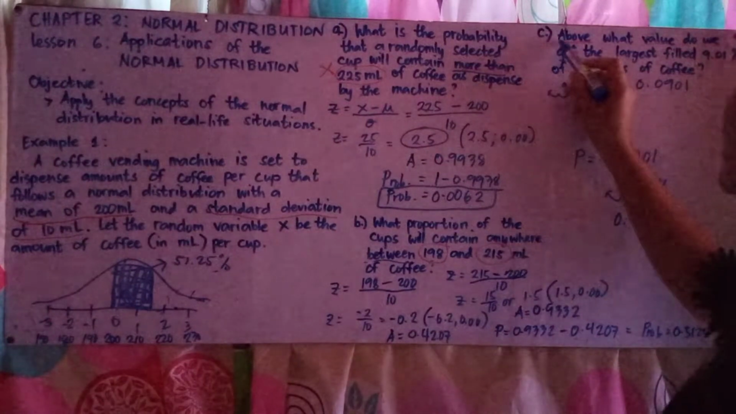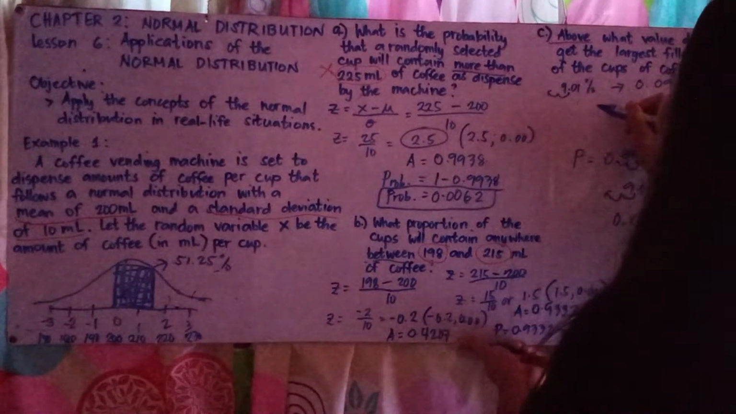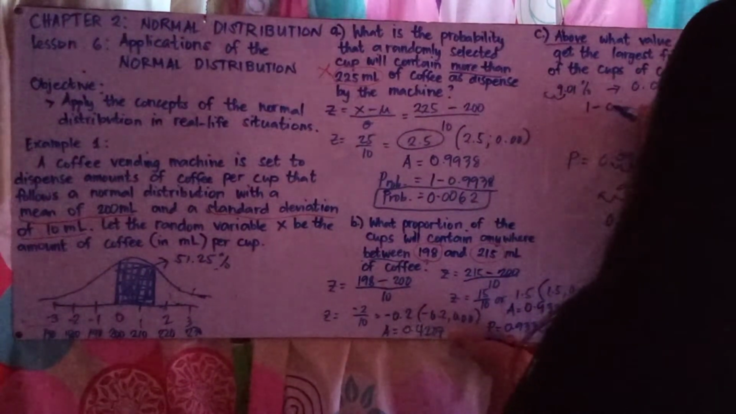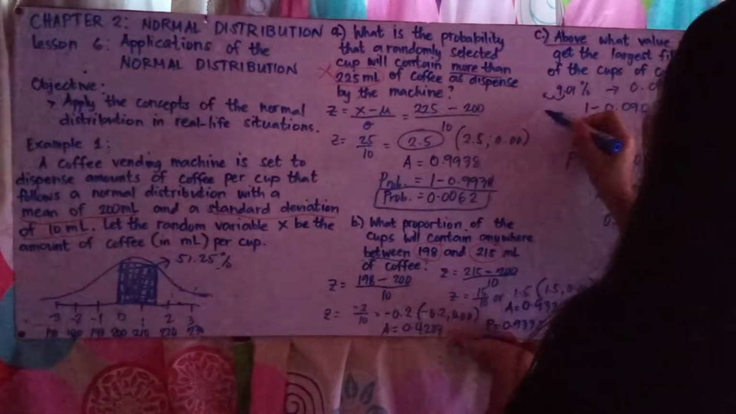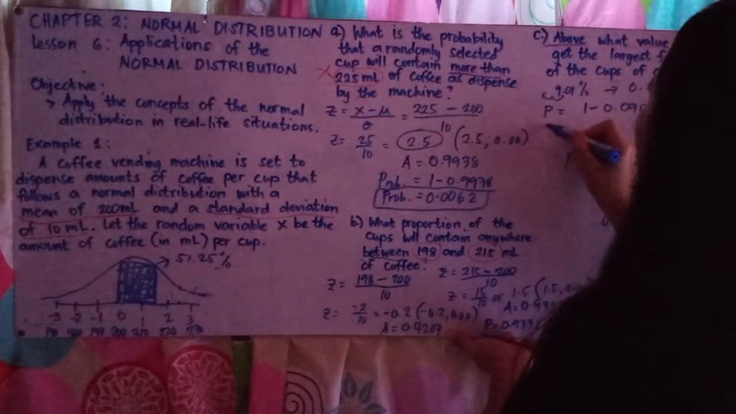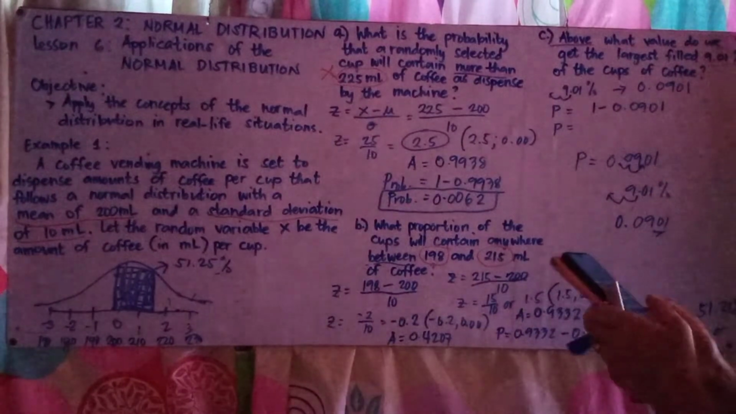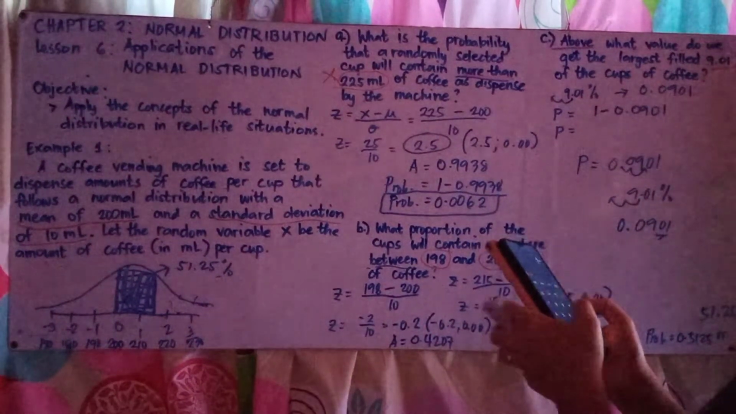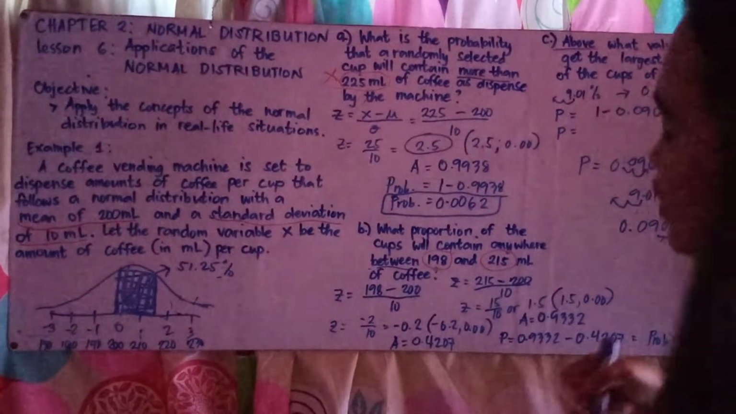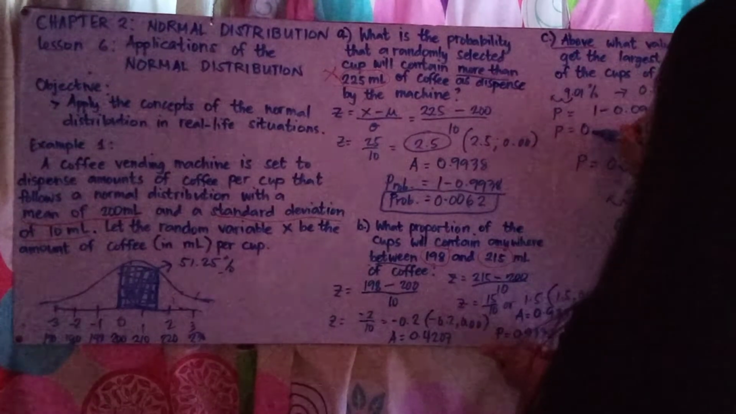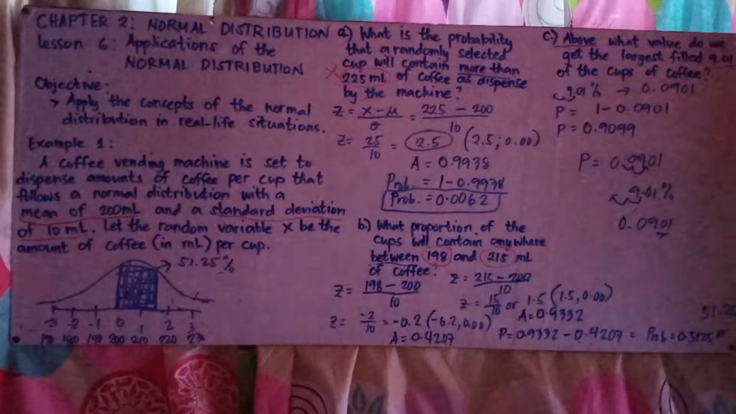So, since the given has the word "above," therefore you will use 1 minus 0.0901. So, the probability, you just subtract: 1 minus 0.0901 is 0.9099.